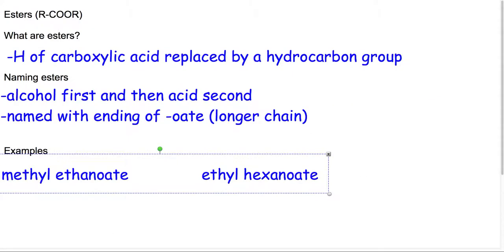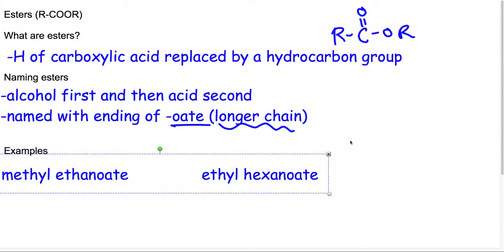Okay, esters. Esters have the H of a carboxylic acid replaced with a hydrocarbon group, which means you have RC, the double bonded O, and OR. So instead of that H there, I have another carbon chain. You name the alcohol section first and then the acid section, and it's named with an oate ending, which would be the longer of the chain.